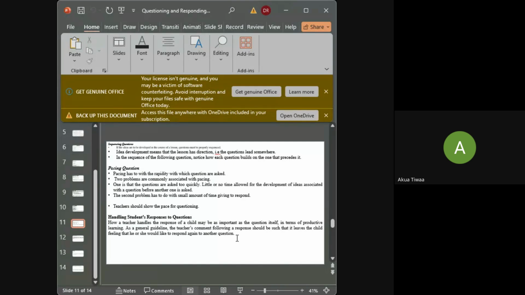And then cueing or clues. Their answers are not coming. It is partial or they are not giving you the right answer. So you try to provide clues for them to actually give you the right answers.